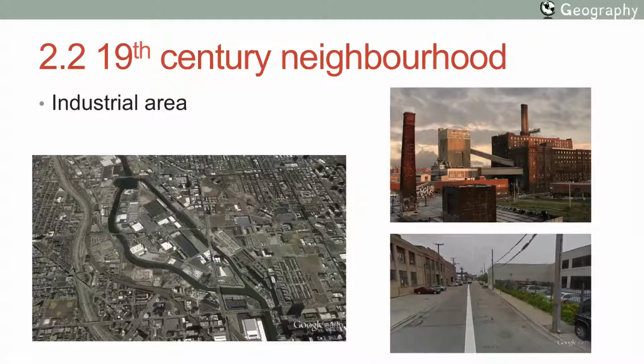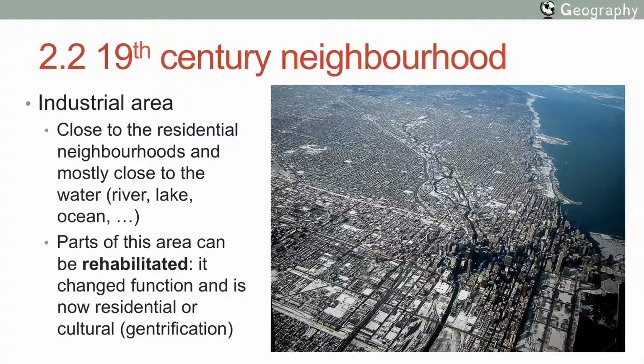And finally, the industrial areas are usually gathered around communications like waterways, here the river, railways, like here, and roadways. Here is an example of a factory, and here a street in an industrial area. It's usually located close to the residential neighborhoods and close to the water. Parts of this area can be rehabilitated.